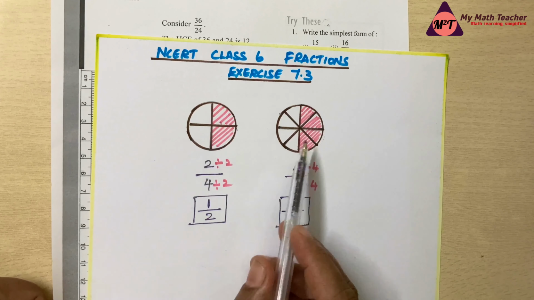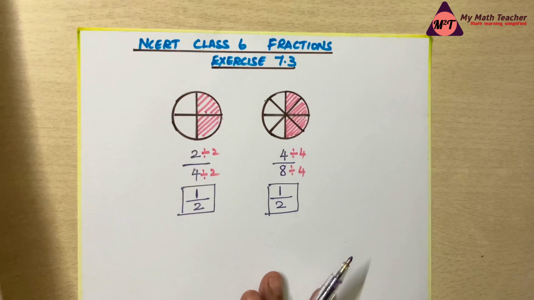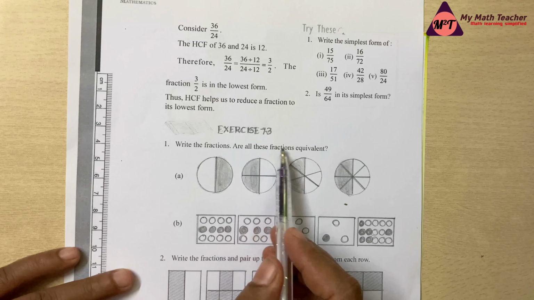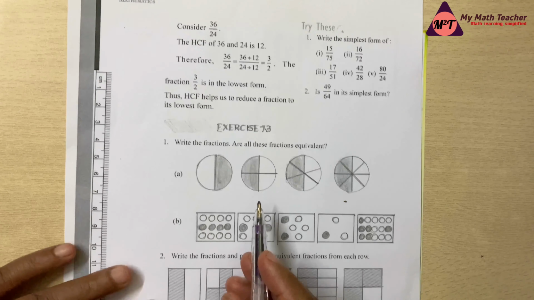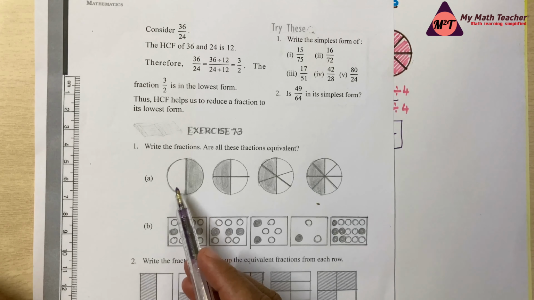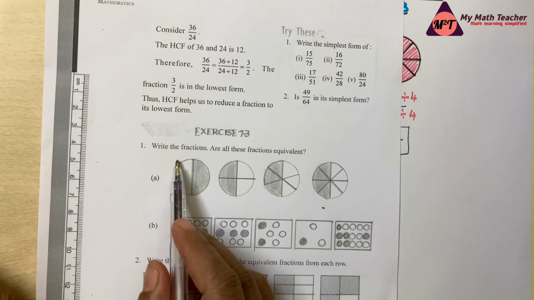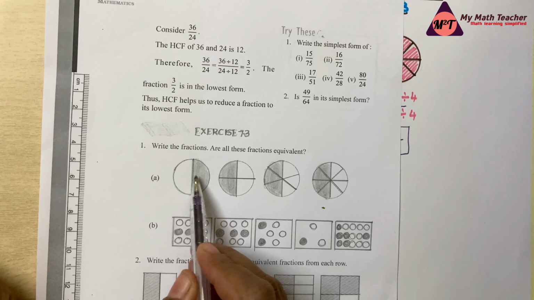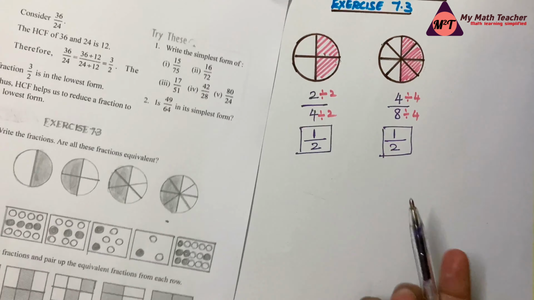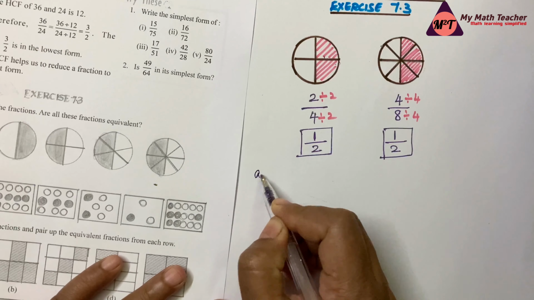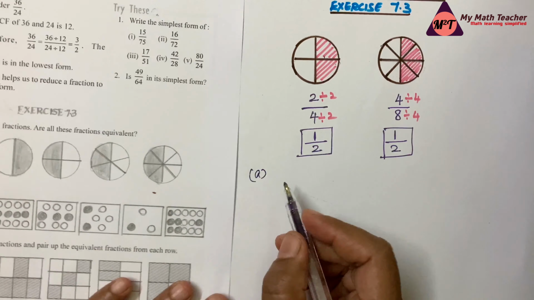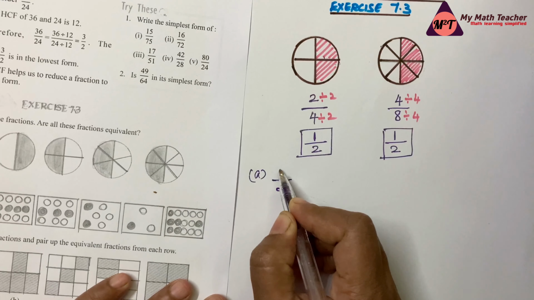Let us apply this in solving the problems. The first question: write the fractions. Are all these fractions equivalent? Let us start one by one. First step, let us write the fractions of each of the given diagrams. So now from this whole, there are 2 equal parts, out of which one is shaded. So we have to write the fraction like this. A, that is 1 by 2. 2 equal parts, out of which one is shaded.